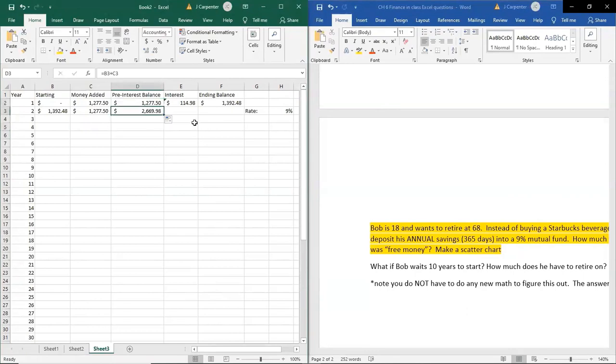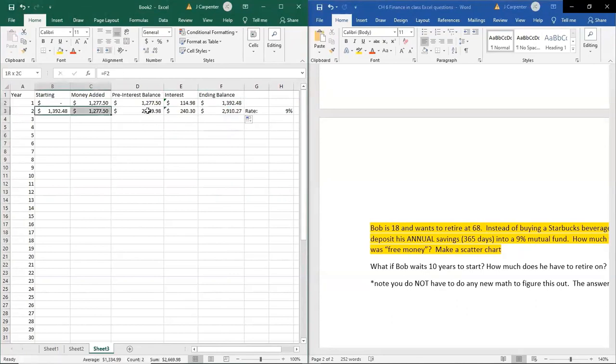So now we've got almost 2,700. The interest formula we can drag down. That was incorrect, so we undo. Grab the fill handle, Mr. Beckner, and drag it down. And wow, we more than doubled our interest that year because we have more than double in the account. Ending balance, you can drag it down.